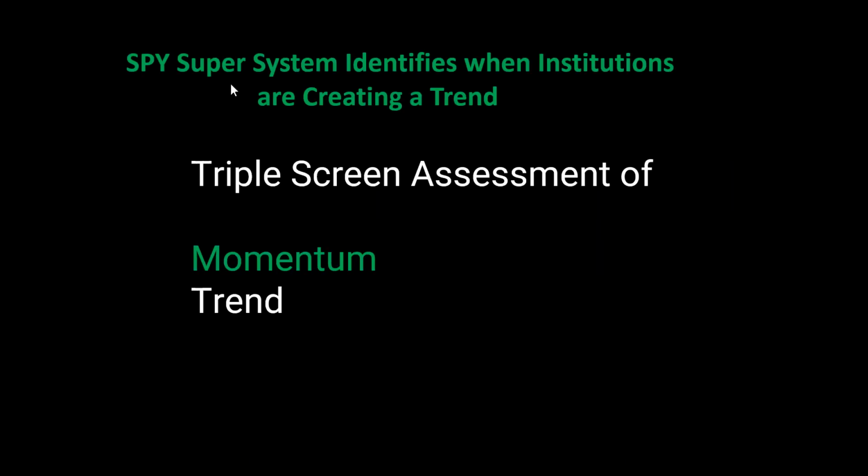Now, what does this SPY super system look at to come up with this? This is really pretty important. We do what are called triple screen assessments of momentum, and I've got this one highlighted because to me this is the most important thing, and then trend. But momentum is very important. And triple screen assessment, if you don't know what that means, some people call it a fractal. It's multi-time frames. Okay, it's multi-time frames. All right, so this is how it does that.